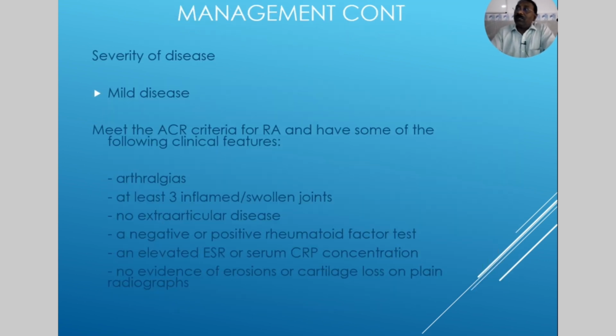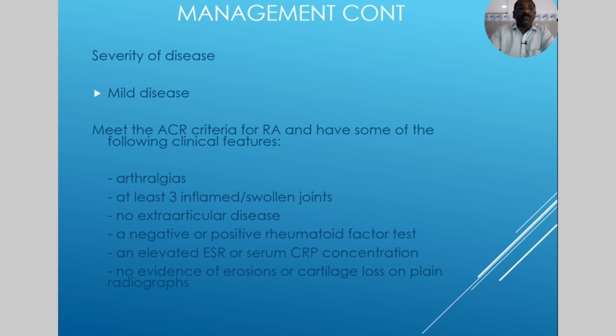This is a very important slide, which shows you mild, moderate and severe disease. As beginners, you should know what to do with mild disease, what to do with moderate and what to do with severe disease. What do we mean by mild disease? Meet the ACR criteria for rheumatoid arthritis. You know the criteria, 4 out of 7 or 6 out of 10, etc.